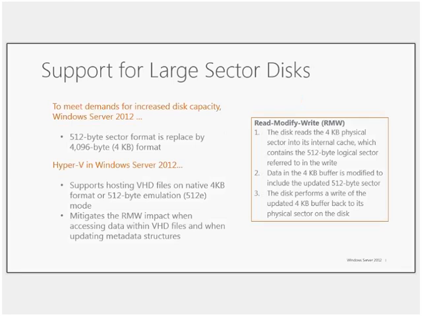So Hyper-V 3.0 supports hosting VHD files on native 4 KB format, but 512-byte emulation, or 512E mode, is supported, and mitigates the impact when accessing data within the VHD files when updating metadata structures. So we implement that through an RMW algorithm in the VHD layer to convert that 512-byte access and update request for the VHD file into the corresponding 4 KB accesses and updates. So that's a big change to support.